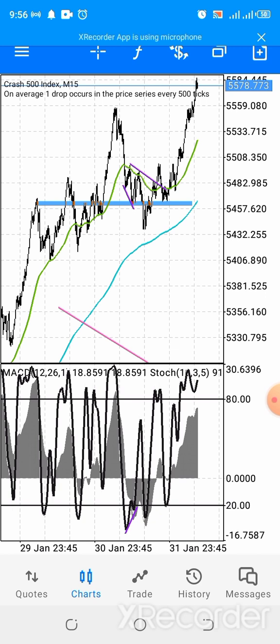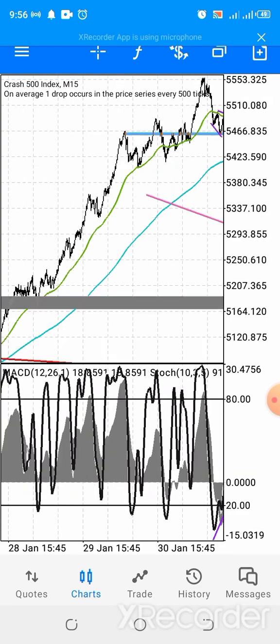If you haven't seen that video, go and check where I did a top-down analysis on Crash 300 and other pairs. So right now, first of all, what you have to identify is the trend on the bigger time frame. Is it buying? Is it selling? And I have conditions to show you if a price is actually trending upwards or trending downwards.